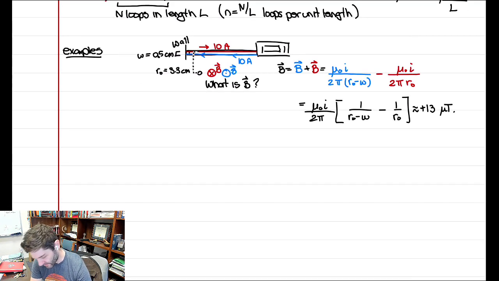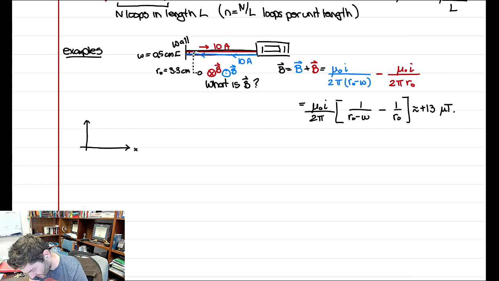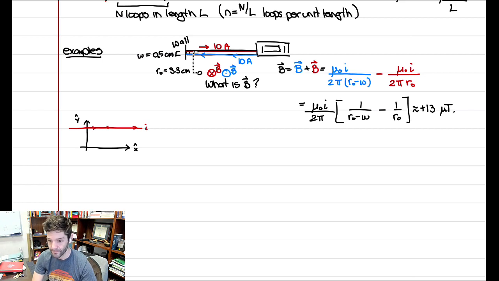Let me do one example just to make really clear the vector nature of the magnetic field. All right, suppose I have a 2D plane here, and suppose at this location, this Y value, I have a long wire of current that has some current I. And then at the origin, I also have a wire that's going in and out of the page.